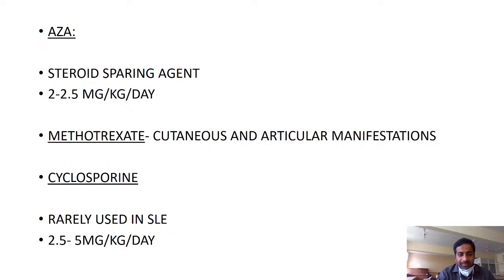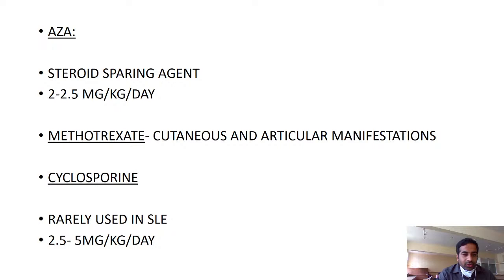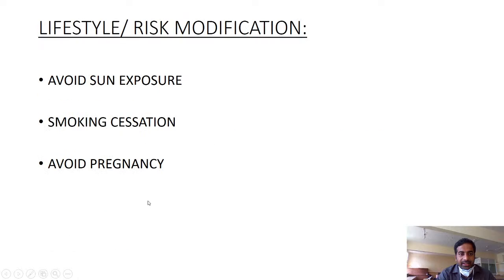Cyclosporin is not the primary line of therapy because it is highly renal toxic and hepatotoxic. Only if the patient is not responding to the primary treatment of steroids and cyclophosphamide, then you have to go for cyclosporin. So this is rarely used in SLE. Dosage is around 2.5 to 5 milligrams per kg per day. Cyclosporin is usually contraindicated.